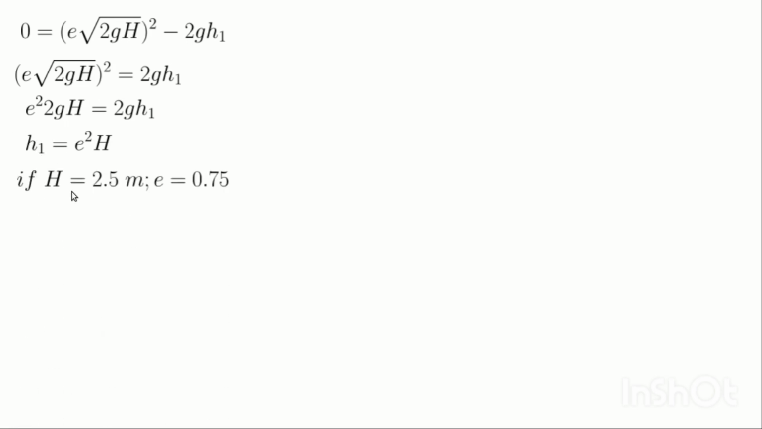Let's look at a problem. If H is 2.5 meters and e is equal to 0.75, what will be the height of the first rebound? That will give us h1 equal to 0.75 squared times 2.5 meters, and hence we get our h1 to be 1.406 meters.